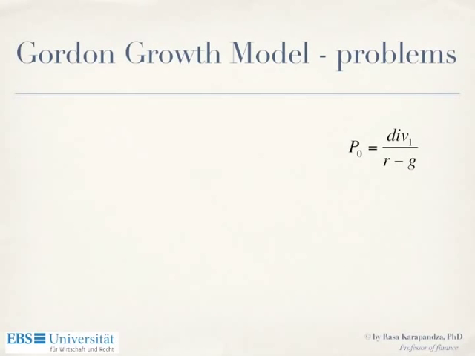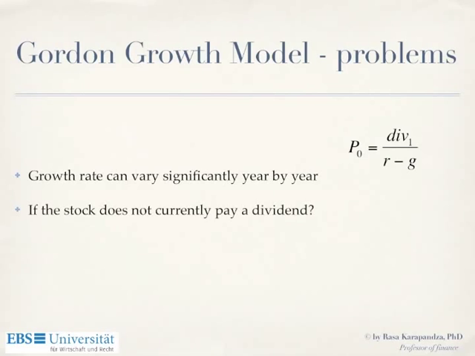Now, the problem with this model, and this Gordon growth model is a very popular model, is that in reality, growth rates change over time. If you observe companies, one year they will grow 3%, another year they will grow 7%. We know that the economy has business cycles. It grows faster, it grows slower. We are always in some form of a business cycle. We have booms, we have recessions. Also, what if the company does not pay a dividend next year? What is your dividend next year? If it's zero, this equation is zero, whatever R and G are.